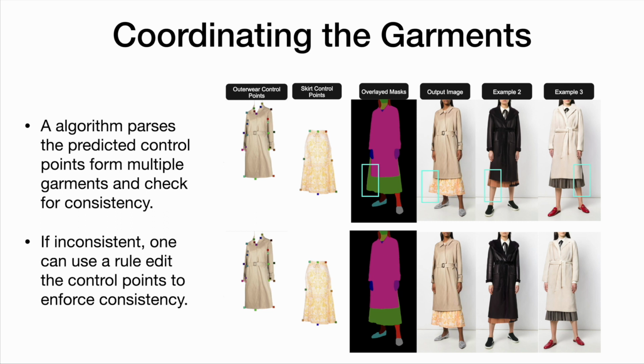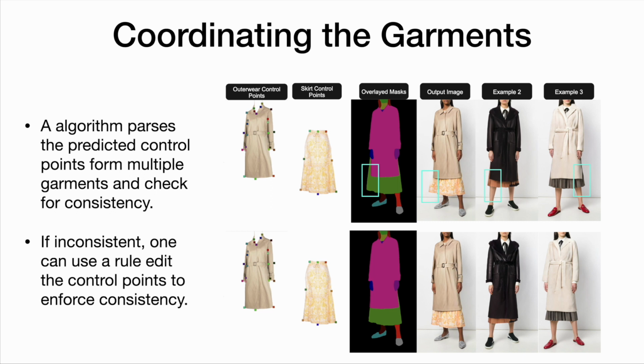So now that we have the framework, how do we actually control how an outfit would drape? If you look at this example here, there's a little artifact in the region. That's because we use control points of garments to decide where the garment goes. The control points of the coat and the skirt are predicted separately. So if the skirt is beneath the coat, then there's a chance that the skirt actually sticks out of the coat.